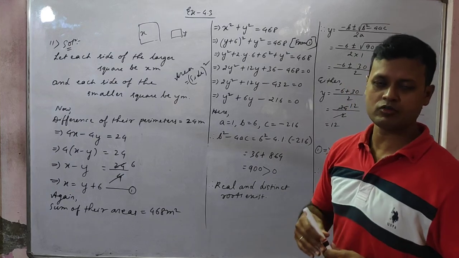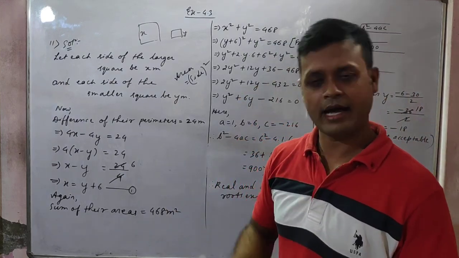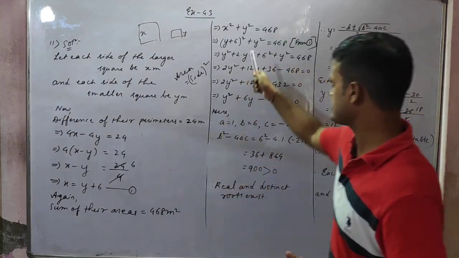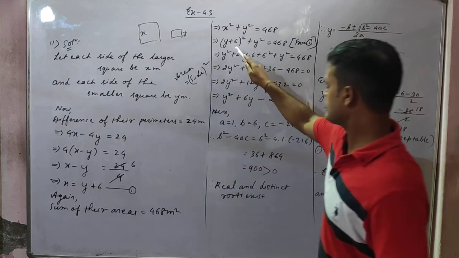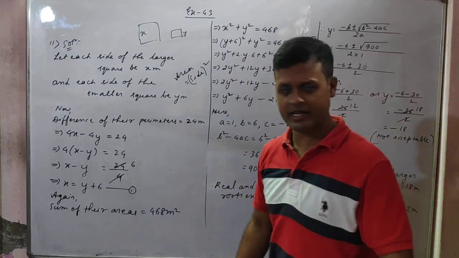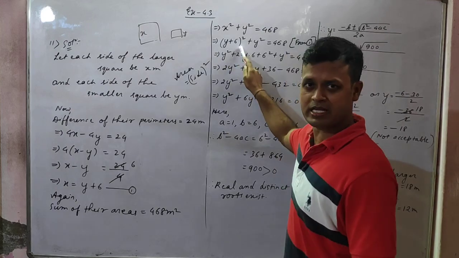Now see students, you might have been thinking that we are learning quadratic equations in one variable. Now we are getting two variables x and y. Here you see we are back to one variable, isn't it? In place of x, when you put y plus 6, this becomes an equation in one variable. So y plus 6 whole square is a plus b whole square, isn't it?